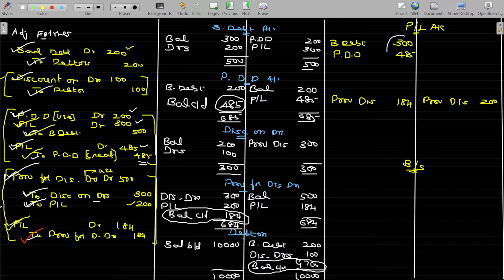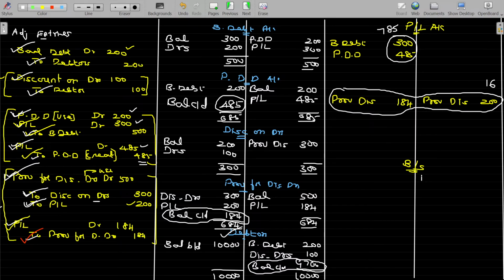Now, the ultimate value being 785 debited in the P&L account. The ultimate value of this being 16 should be in the credit side, right? Now, what are the leftover items? Debtors, the value being 9,700, and provision for doubtful debts, as well as provision for discount on debtors. These two balances we have in the credit side.